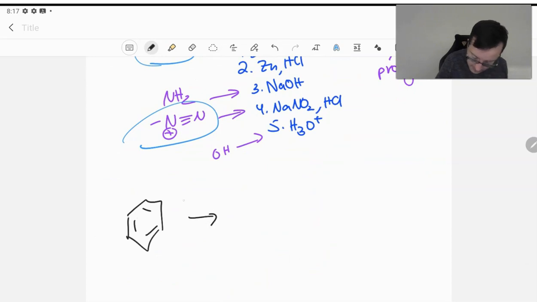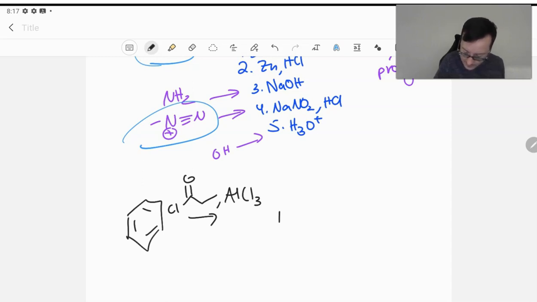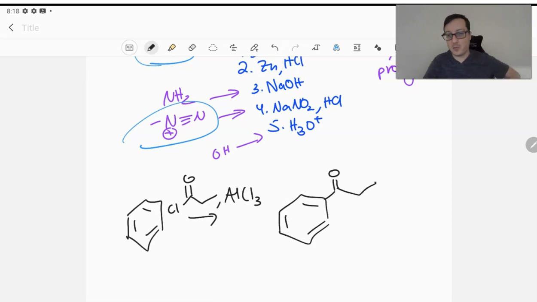Let's do our propyl chloride and aluminum chloride, and poof, we have, and because we know that's where we want it to be, I'm just going to install it there already. Makes it a little easier for us. We have our ketone now.